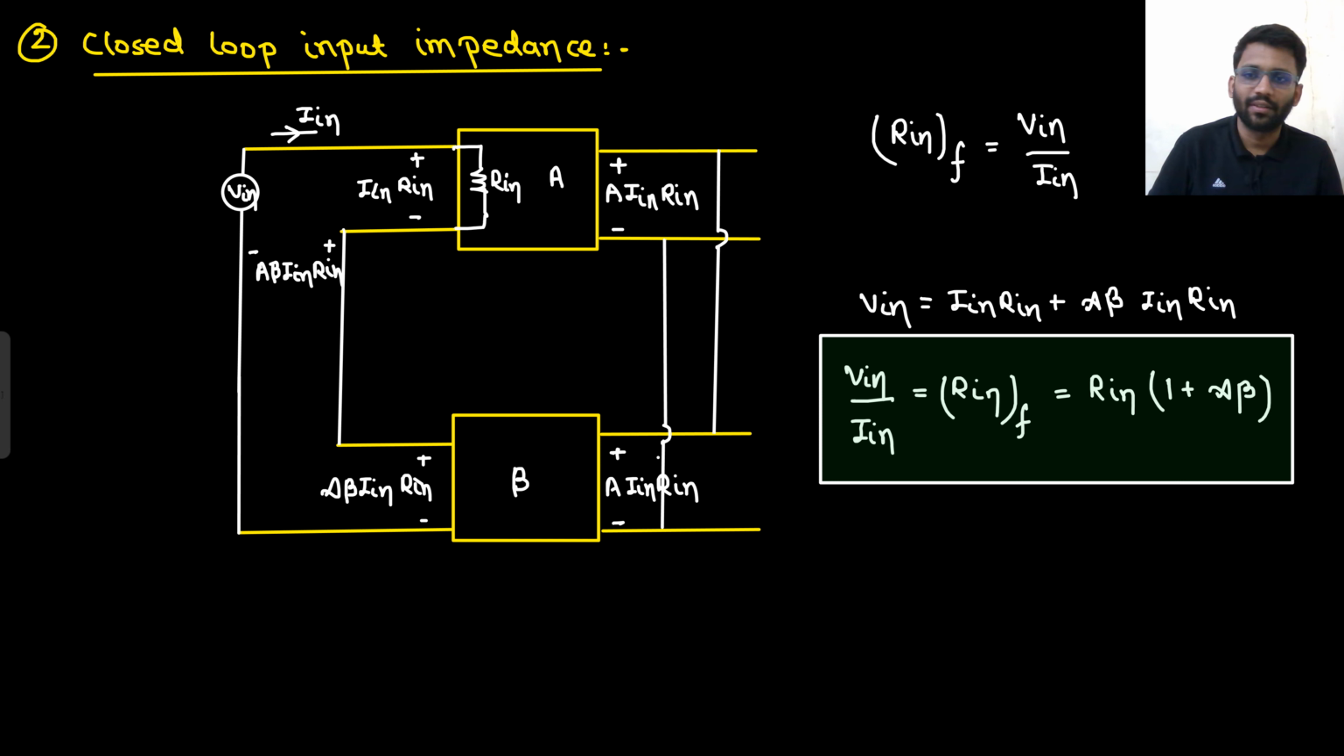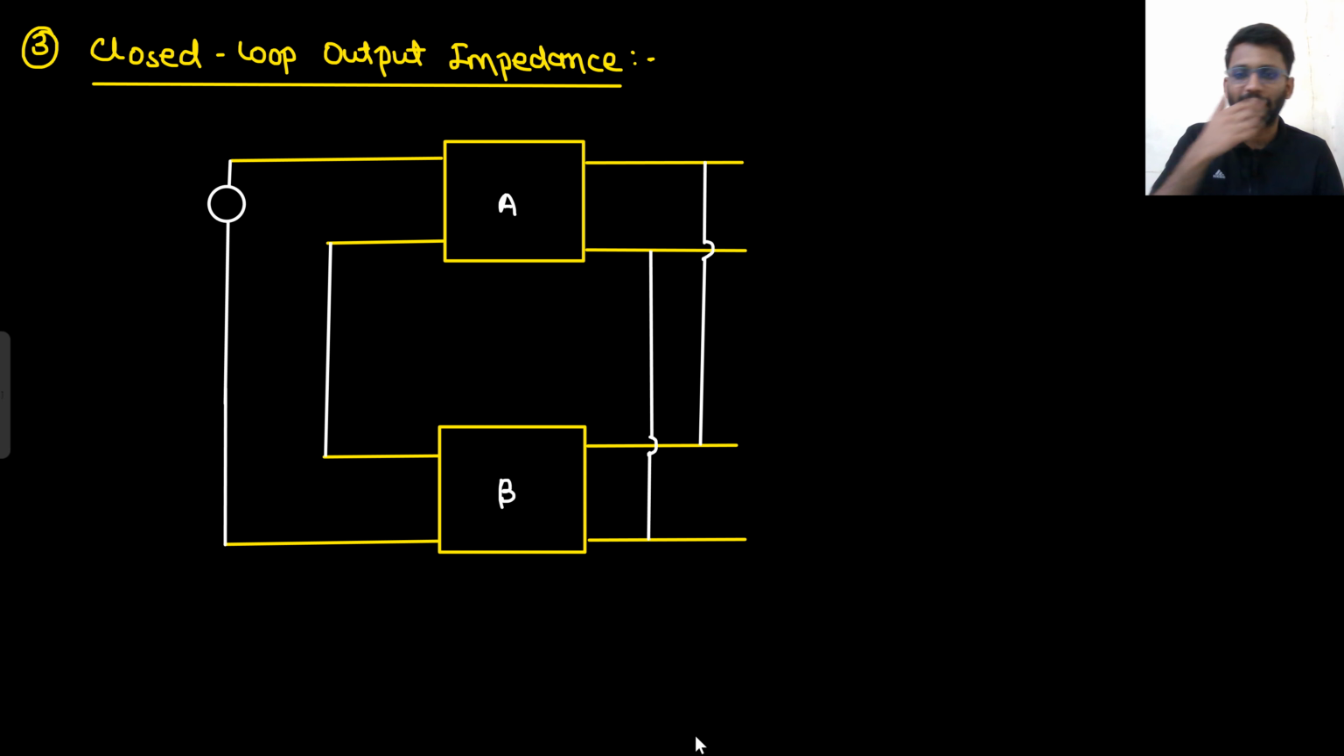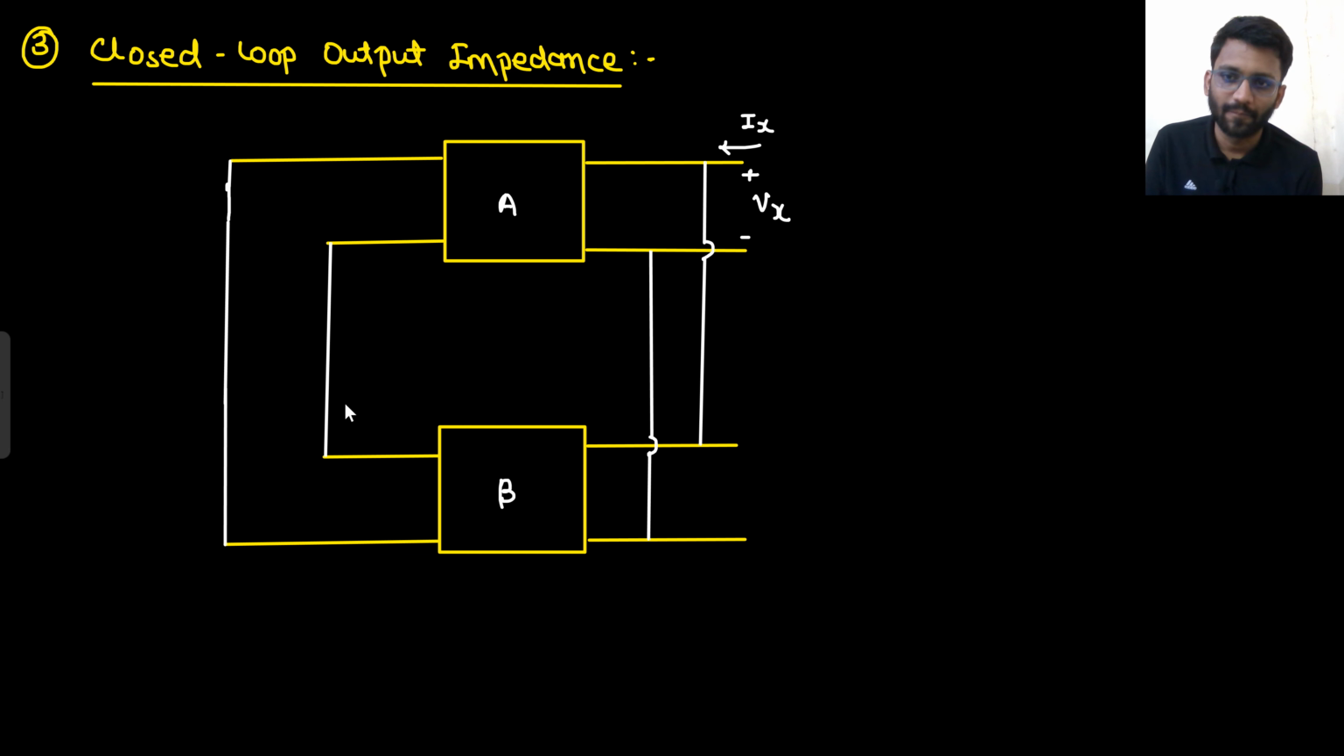Let's talk about output impedance. Closed loop output impedance. So the same diagram. No, not the same diagram. If we are talking about closed loop output impedance, what are we talking about? We will apply Vx here and we will get some Ix from there. So this is the output impedance we are talking about. If we are calculating the output impedance, this input will be shorted. So this input will be gone. Input is shorted. Input is gone. Let's make the A here.